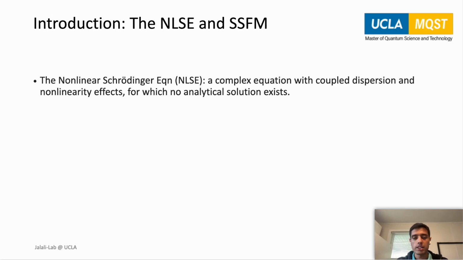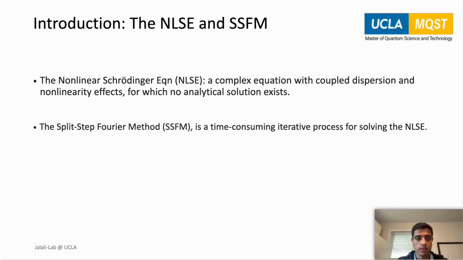So our goal here is to discuss a mapping between the quantum time-dependent Schrödinger equation and the classical nonlinear Schrödinger equation. So let us briefly introduce the latter. The propagation of light in optical fibers is governed by the NLSE, or the nonlinear Schrödinger equation. It is a complex equation with coupled dispersion and nonlinearity effects for which no analytical solution exists. The widely adopted approach for solving the NLSE is the split-step Fourier method, although it is a time-consuming iterative process.